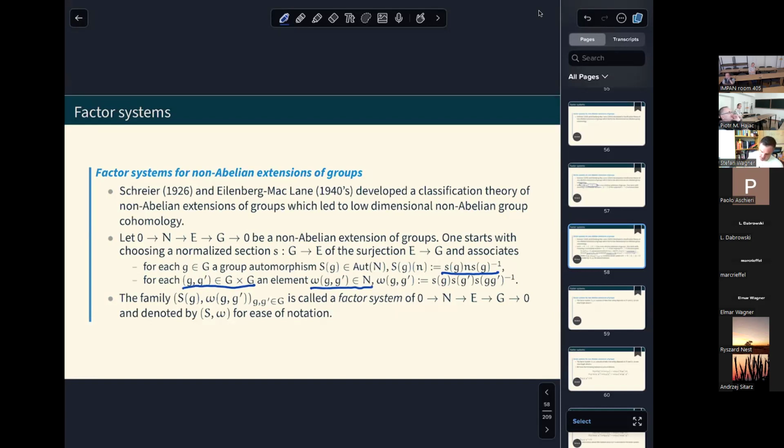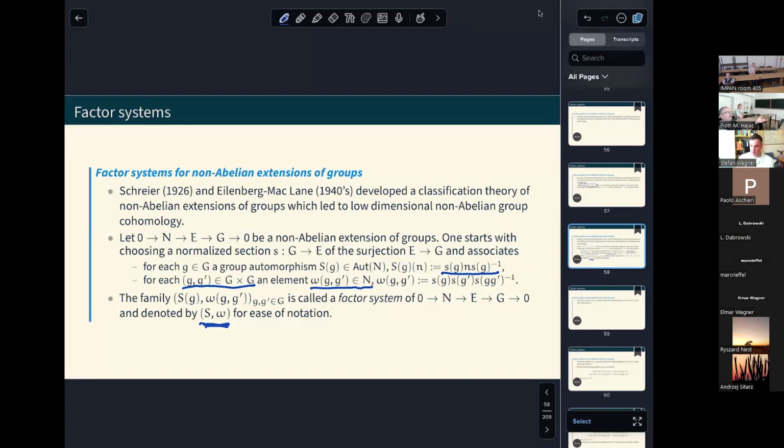Because if you project it down, this will lie in the kernel, which means that the element you started with must be an element in N. All right. And then this family consisting of these automorphisms and these elements is called a factor system of this non-abelian extension of groups. And then sometimes, for ease of notation, you just write S and W.